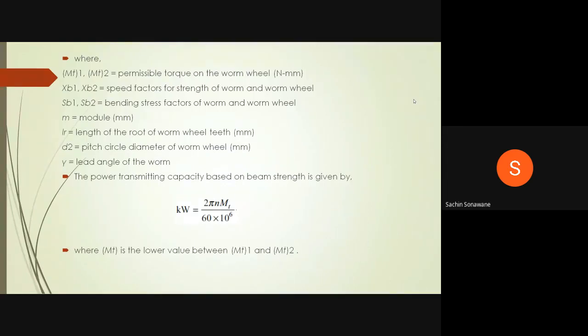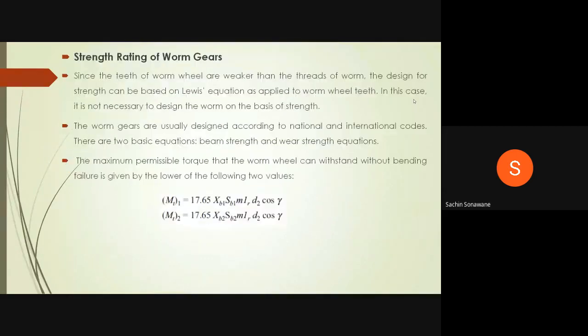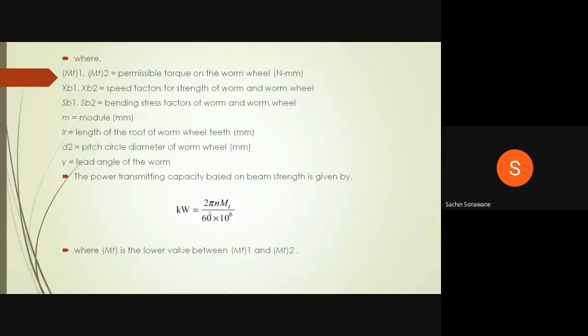The power transmitting capacity based on beam strength is given by kilowatt is equal to 2 pi N Mt divided by 60 into 10 raised to 6, where Mt is the lower value between Mt1 and Mt2. Therefore, we have to calculate Mt1 and Mt2 separately, and whichever is lower, that we have to take for calculation here.